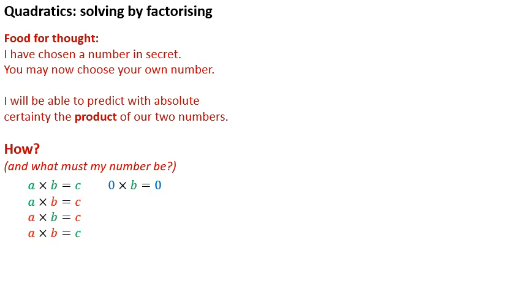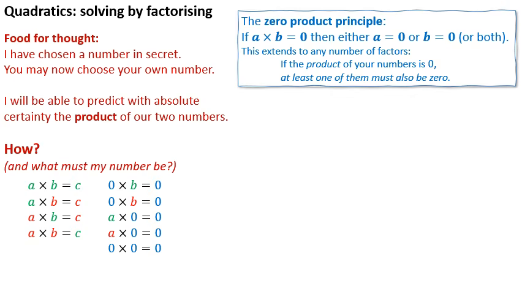So maybe my number is 0, in which case I know for sure the product will be 0. 0 multiplied by a positive number is 0. 0 multiplied by a negative number is 0. And even if my number wasn't 0, you could make the product 0 by making sure your number was 0. Whether or not my number was positive or negative would have no effect. And there's one final case, I suppose. We could both choose 0, and yet the product would still be 0. So it's true to say that if a times b is 0, then a is 0 or b is 0.